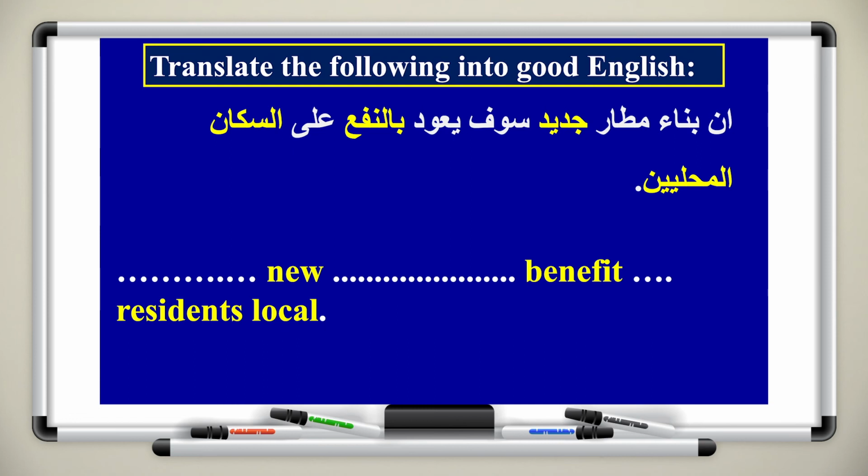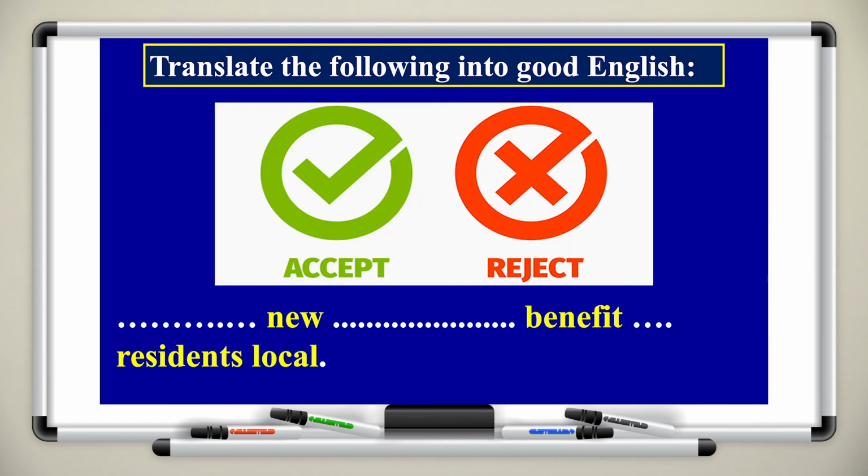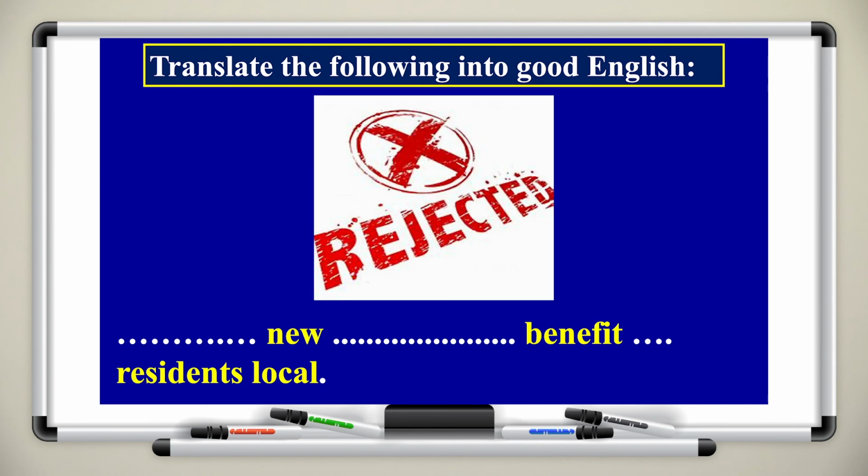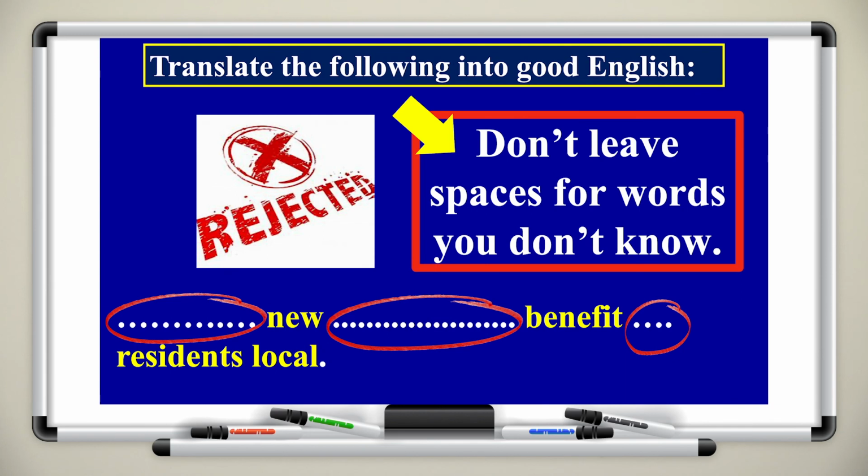Now, if we put only these keywords, is it a complete translation? Can we accept this? No, it's rejected because we have missing items in the translation. It's not complete. So this is my recommendation. Don't leave spaces for words you don't know. First, figure out the keywords, then go ahead and translate the rest of the sentence.